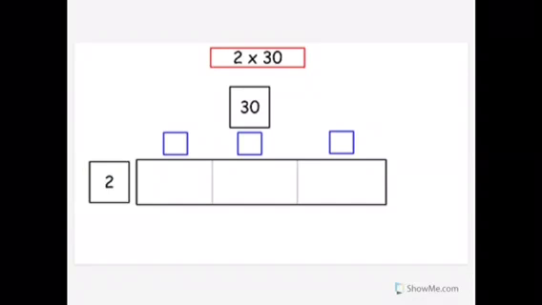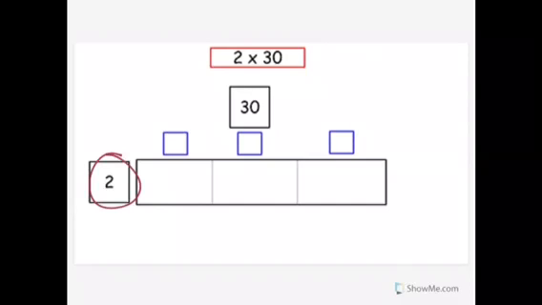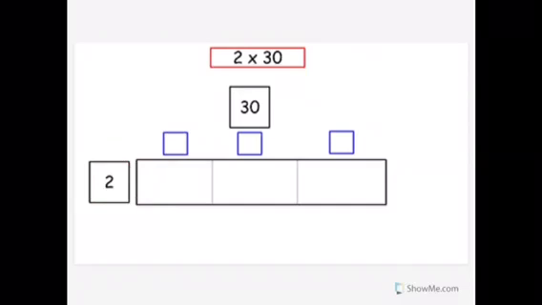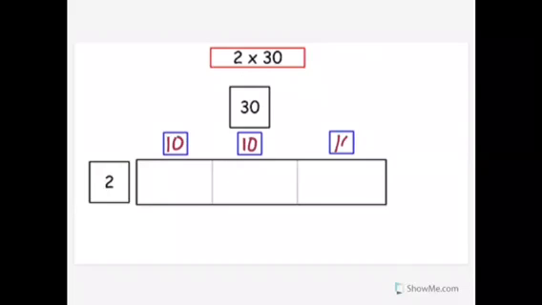Here is another example of an array. I can see my equation right here. We have a 2 by 30. Here is my 2, and here is my 30. I'm going to factor my tens. Watch this. I know that there are 10, 20, 30. So I have 3 tens to make 30.